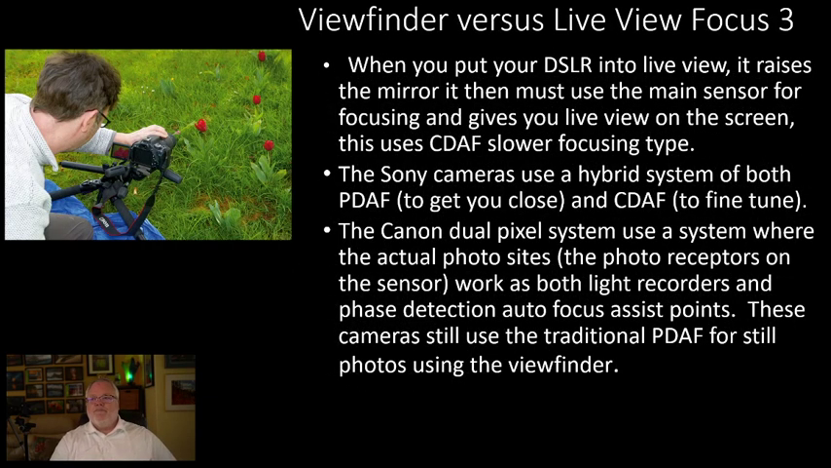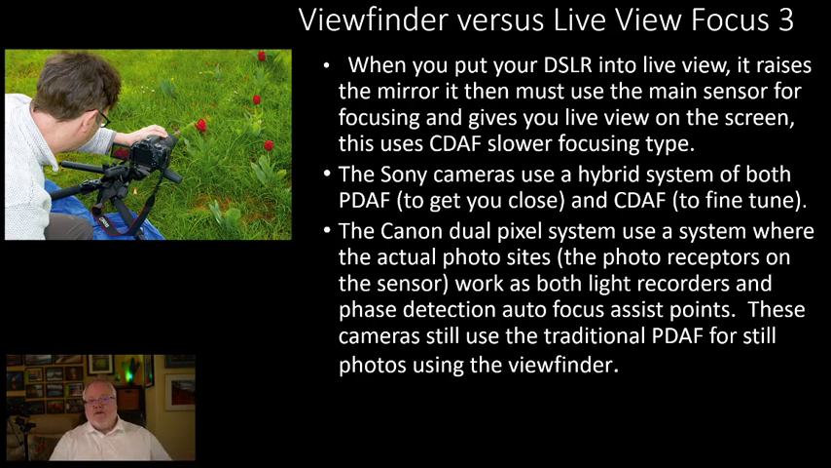So here's what happens. When you put your DSLR into live view, it raises the mirror, must use the main sensor for focusing, and gives you the live view on the screen. In most cases, this uses CDAF, the slower type of autofocusing. The Sony cameras use a hybrid system of PDAF, the phase detection, which is very quick. It gets you close, and then it switches over to the CDAF, so it has both types of sensors on the camera. The Canon has a system called dual pixel.